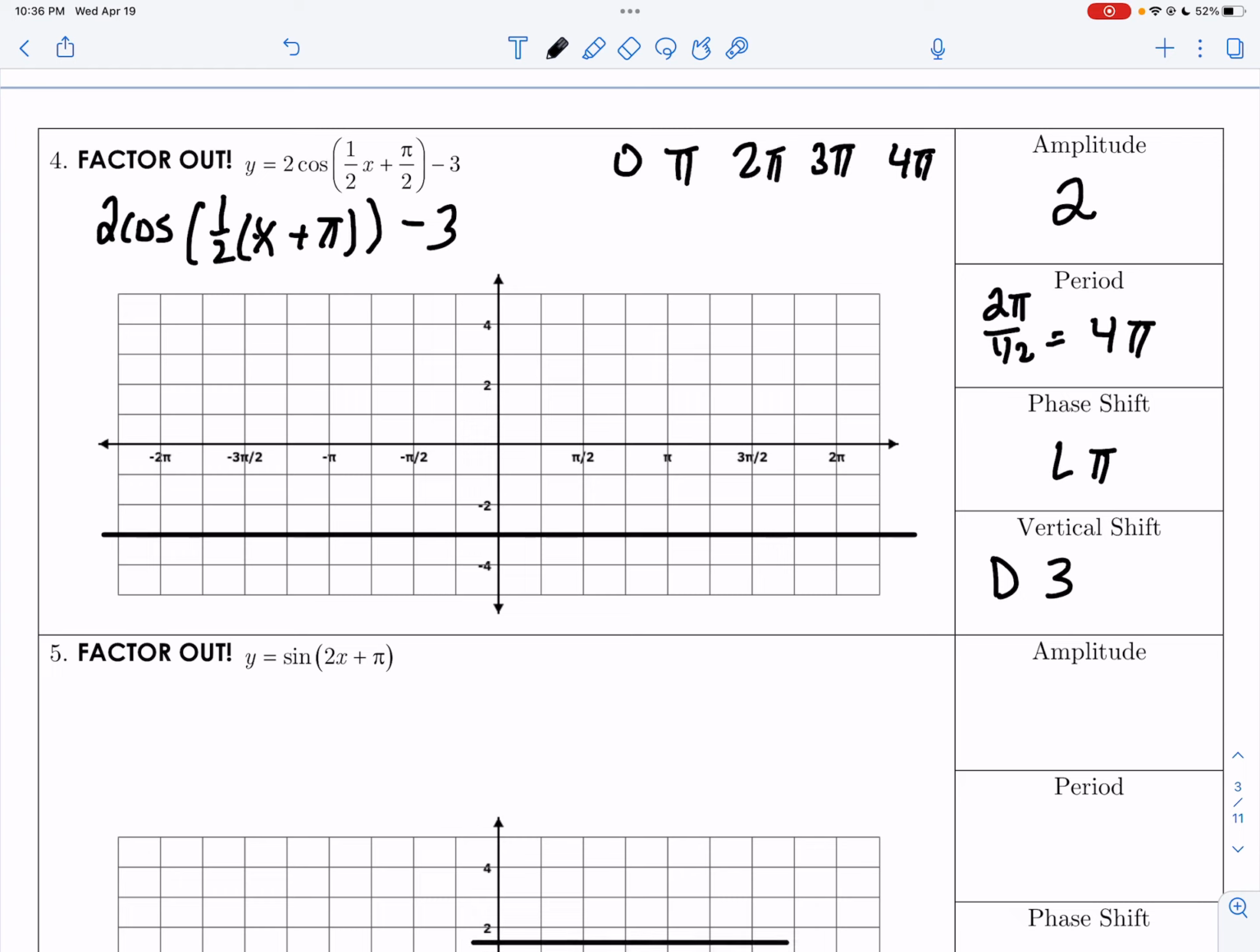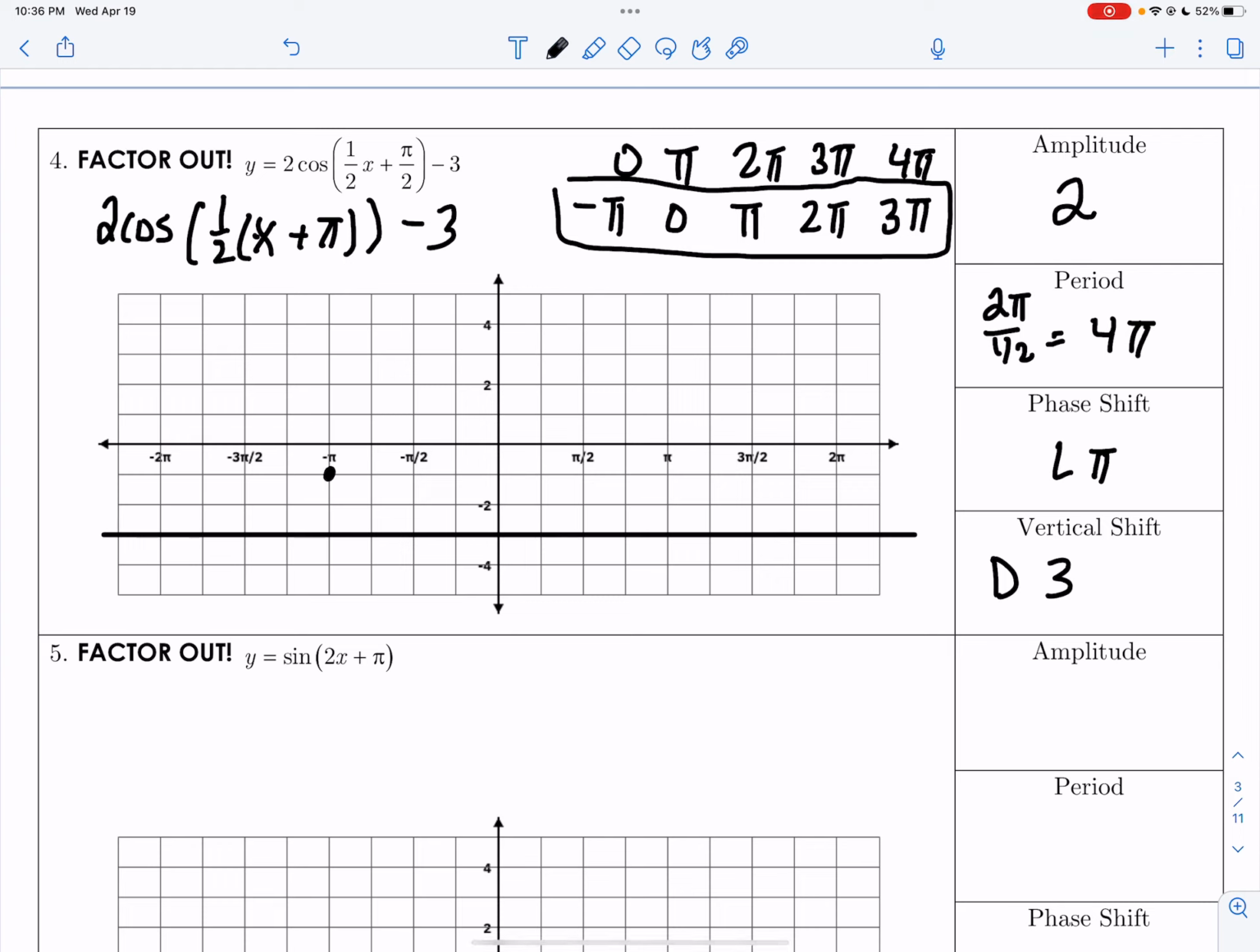And then I have a phase shift of -pi, so I'm going to subtract everything by pi. And these are going to be my reference points. I'm going to start at -pi, and since it is a cosine function, I'm going to go up. And since my amplitude is 2, I'm going to go up 2 from my midline. I'm going to go to 0. That's going to go back down to my midline. Pi is going to go down to -4. 2 pi is going to go back up to -3.